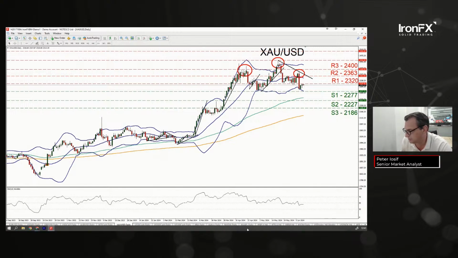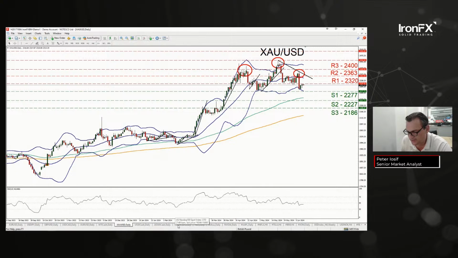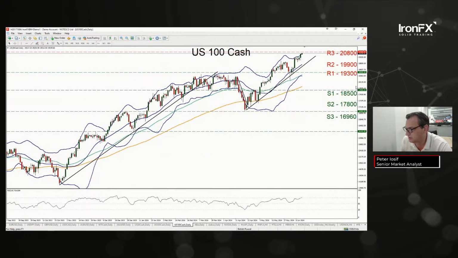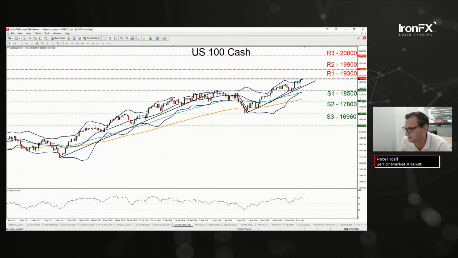Okay, let's have a look at US stock markets. I would look at Nasdaq. The upward movement is being maintained. The price action is nearing the 19,300 resistance line, albeit timidly. We have to note that. It seems that there is some hesitancy on behalf of the bulls to actually breach the R1 and start aiming for the R2 19,900.